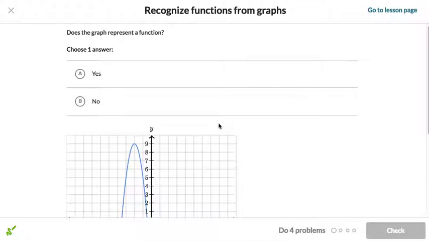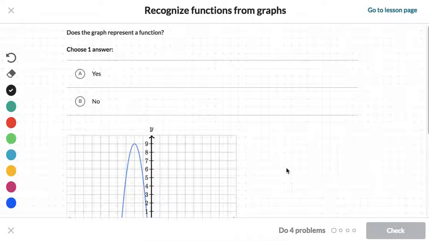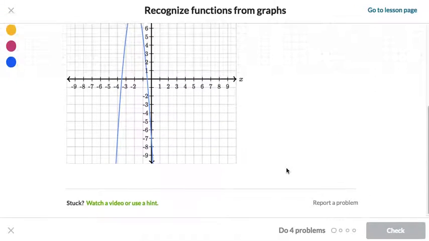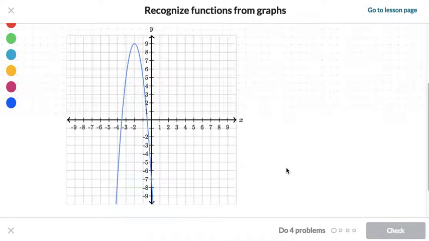Today we're going to look at recognizing functions from graphs, and once you get the hang of it, this is actually quite an easy thing to do. With recognizing functions from graphs, we're going to learn about the vertical line test. Now, the vertical line test is quite a straightforward test.